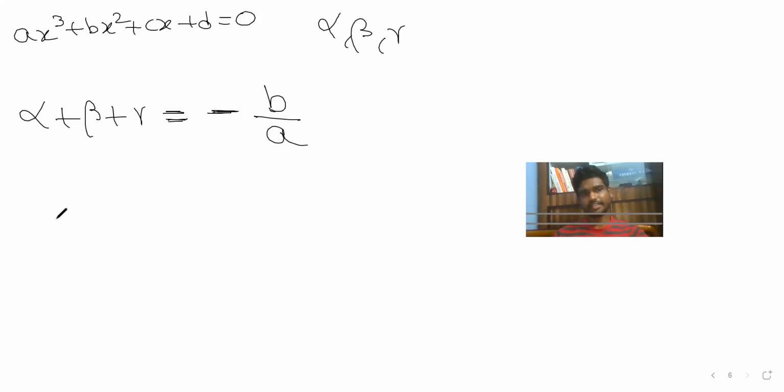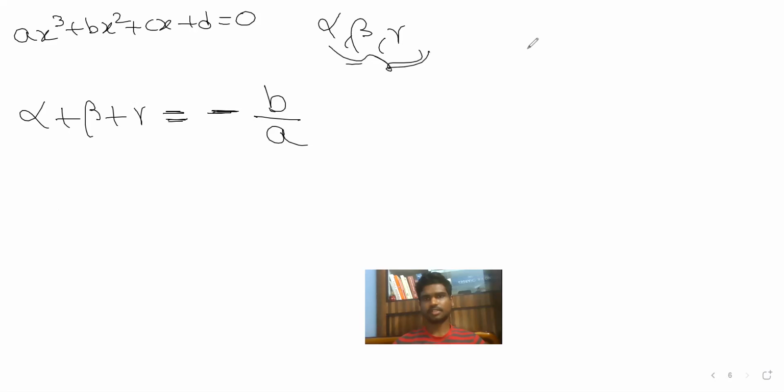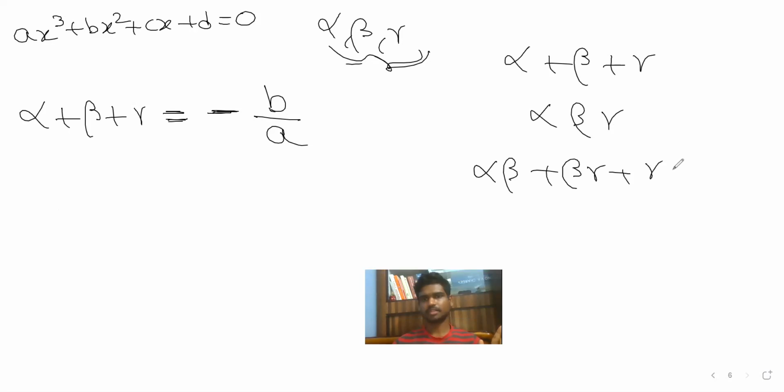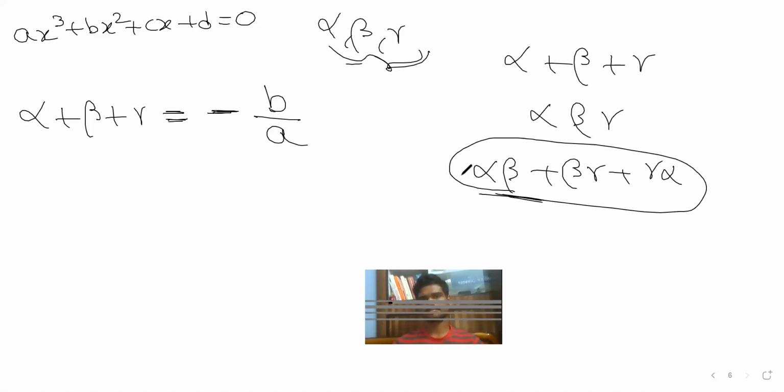Now, the next. Since there are 3 roots, there is a possibility that you can add the roots, you can multiply all the roots, or you can add the product of the roots. That is alpha beta plus beta gamma plus gamma alpha. This is also one possibility, right? So first we will do the sum. Next we will do the sum of the product of the two roots. Then we will take the product of all the roots.